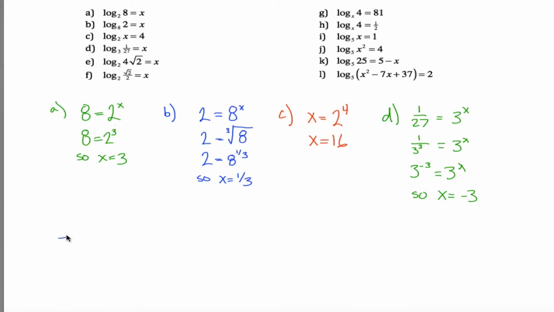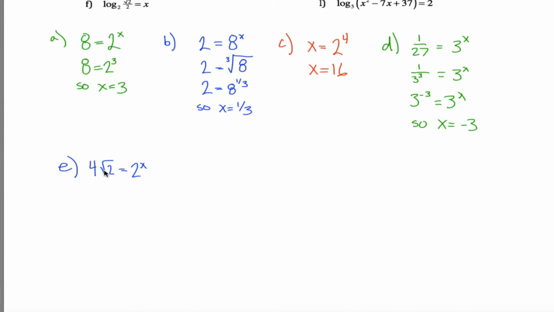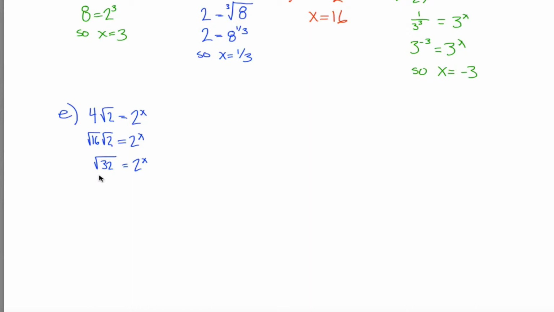E. Sure gave you a lot of these. E, log base 2 of 4 root 2 equals x. So that's saying 4 square root of 2 is equal to 2 raised up to some power. Well, it might help to rewrite this. 4 is the square root of 16. And the square root of 16 times the square root of 2 is the square root of 32. And 32 is 2 to the 5th power.